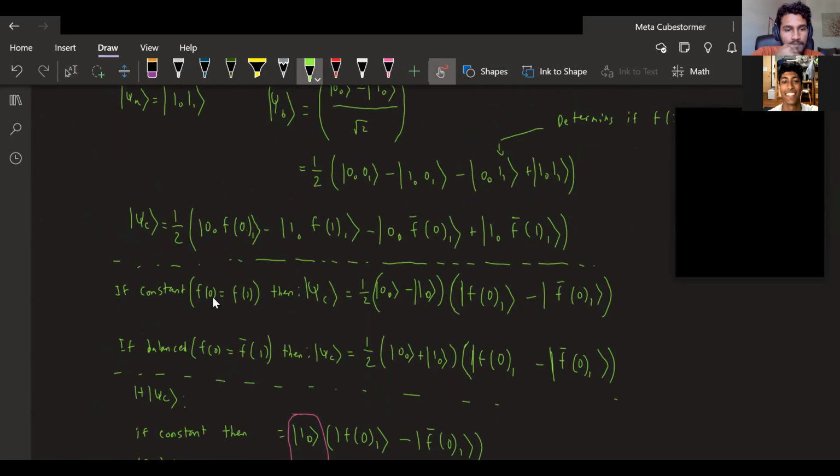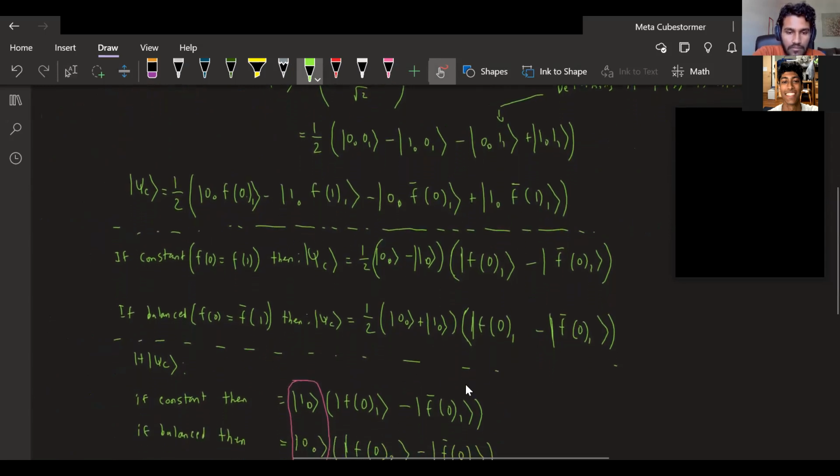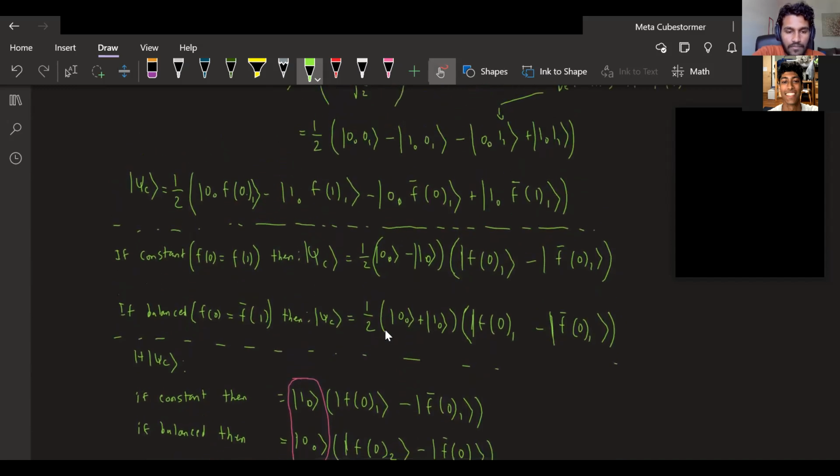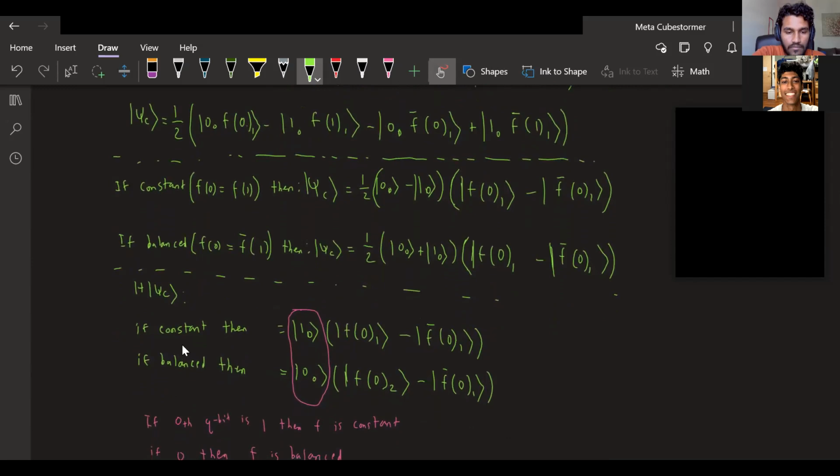Using some algebra, you can just substitute in these values and factor, and you get this right here, this top. Otherwise, if it's balanced, this equation holds true, and you can factor it out to this. Once you apply the Hadamard one more time, if it's constant, this is the expression that'll arise.